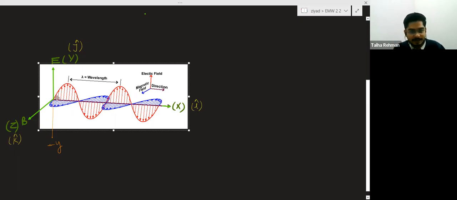Now see the magnetic field. Electric field and the magnetic field are perpendicular, and same is the case of oscillation with the magnetic field. Magnetic field is also oscillating like this. First increasing, then it becomes maximum, then decreasing, then increasing in negative direction, then again decreasing and becomes zero. Oscillation means this thing.